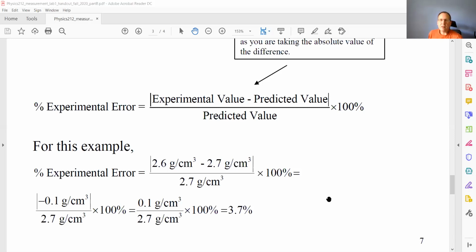Now, here's a subtle point. For percent experimental error, it is okay to get 0%. It's okay to compute 0%. That just means you got exactly what the gold standard is, right? Your experimental value was exactly the same as the gold standard value or the predicted value. In other words, if we had gotten 2.7 here instead of 2.6 as our experimental value, we would have calculated 0% for percent experimental error.